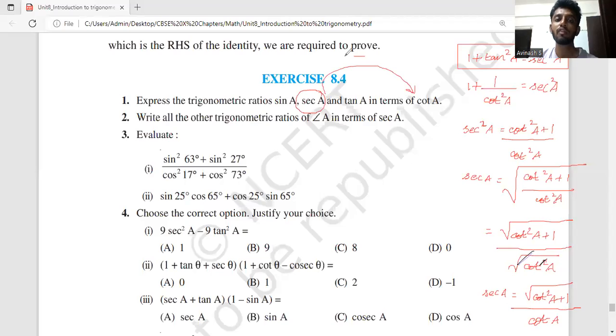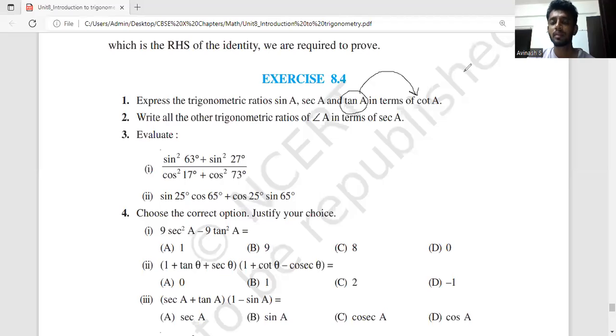So this is the final answer, and you can see very clearly that I have represented sec A, which is the left hand side, in terms of cot A. There is only cot A, but of course it's there in the numerator as well as denominator. That doesn't matter. So this is how we do the second part of this question.